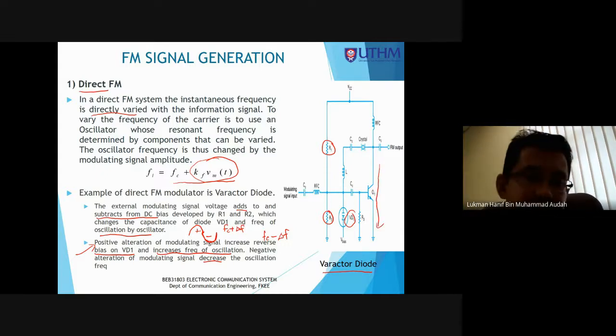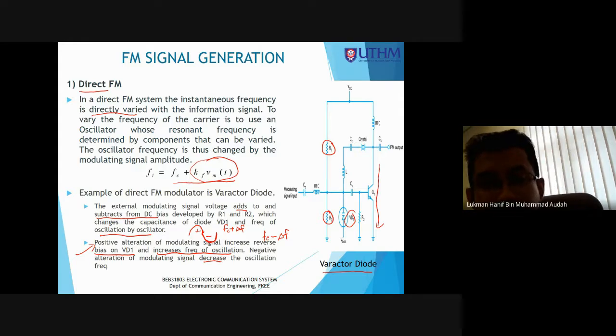Okay, so ini salah satu contoh varactor diode. Okay, means that the circuit is designed so that the amplitude variation of the input directly changes the oscillation frequency at the output. Okay, what about the phase? Okay, dalam kes ini fasa carrier juga sebenarnya berubah secara tidak langsung.